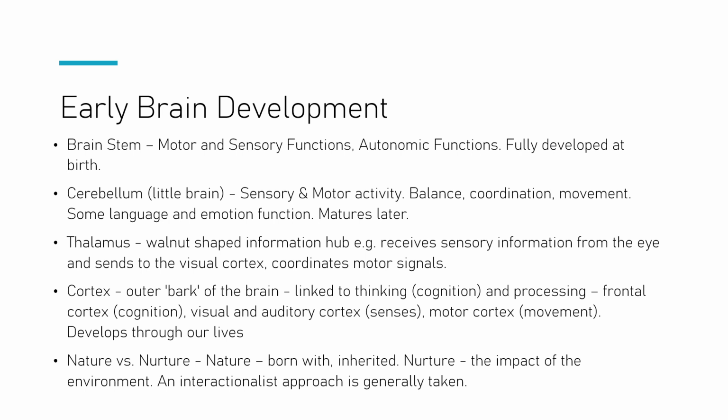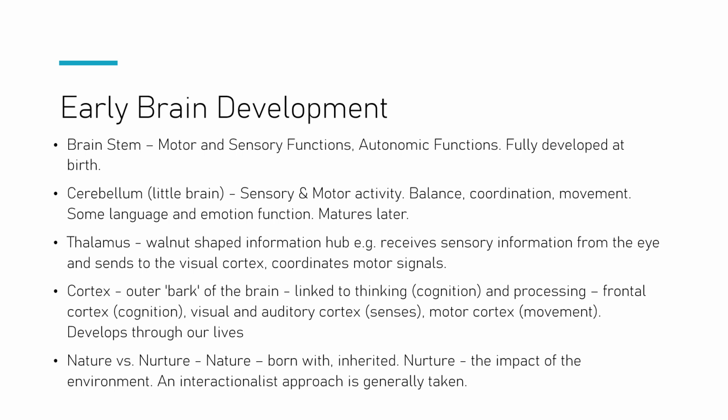receiving it from the spinal cord and brainstem. You've then got the cortex, the outer bark of the brain, like a tree, not like a dog, linked to thinking, so cognition and processing. You've then got the frontal cortex, behind your forehead, and that's to do with higher order thinking. It's kind of what makes us human. You've got the visual and auditory cortices, and that's to do with sensory information. Then there's the motor cortex, so movement, and again that develops throughout our lives and keeps on developing.